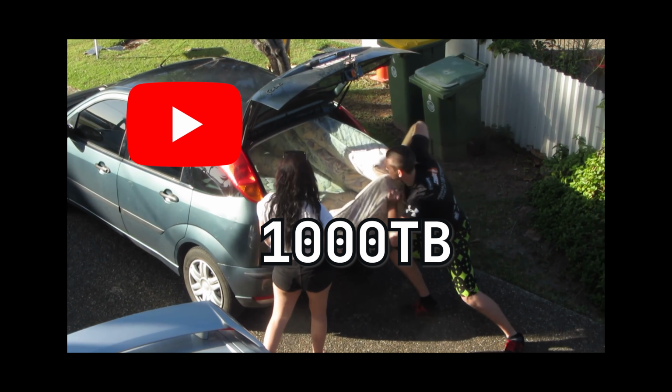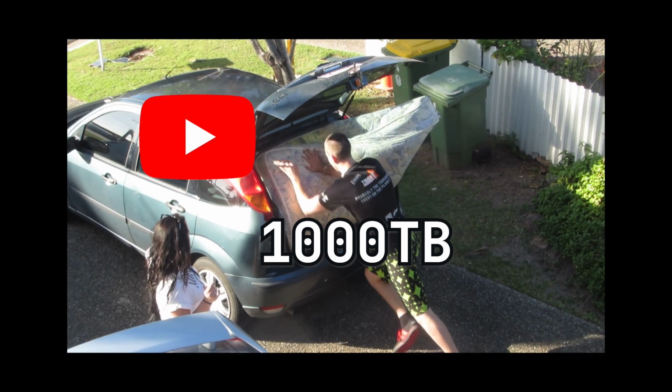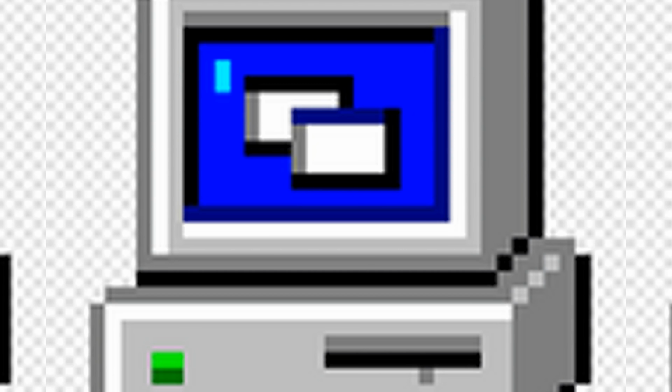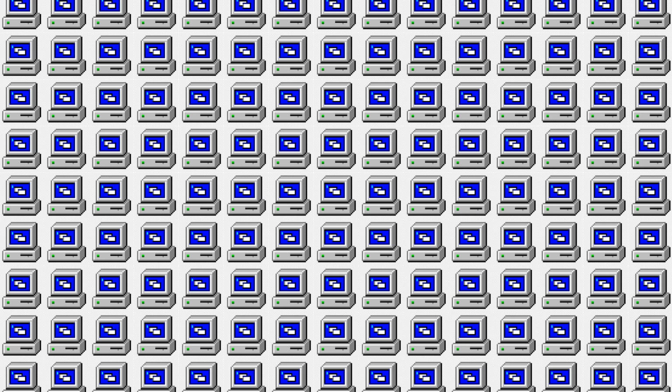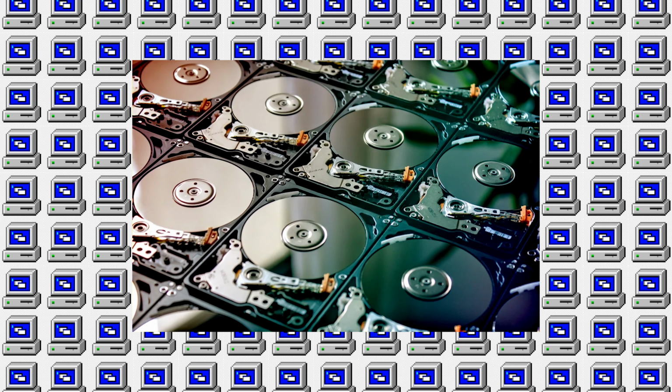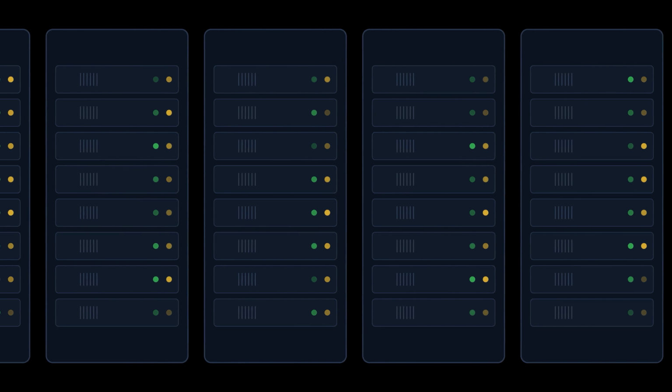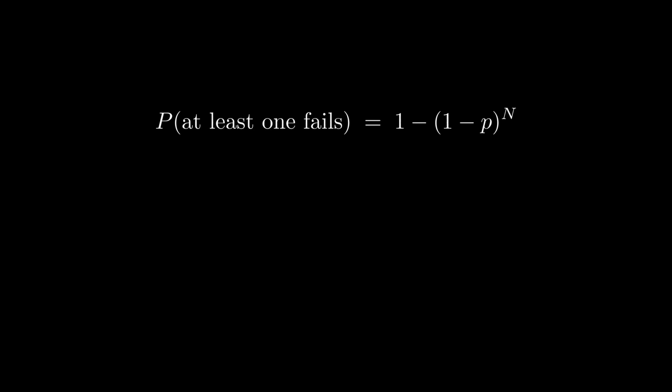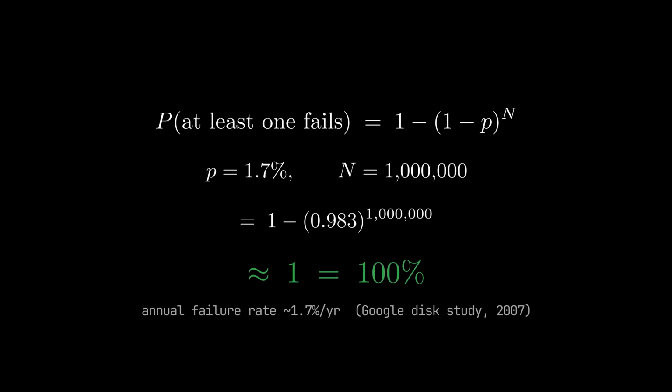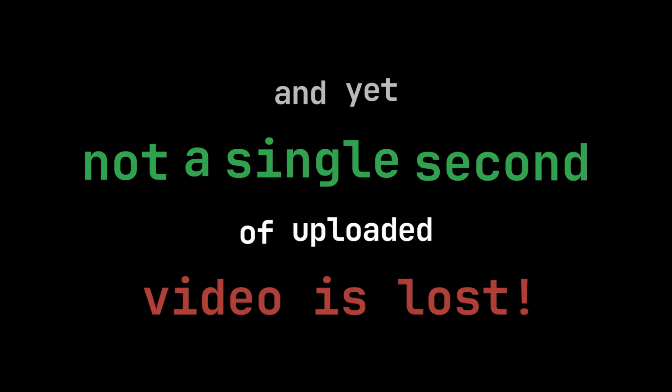Every day around 1000 terabytes of video is uploaded to YouTube, and to store that much data you need hundreds of thousands of computers with millions of hard drives inside them. And when you have a system with that many drives, based on the probability calculation that you see here, you can say with near absolute certainty that by the time you finish watching this, one of those drives has died, and yet not a single second of uploaded video is lost.